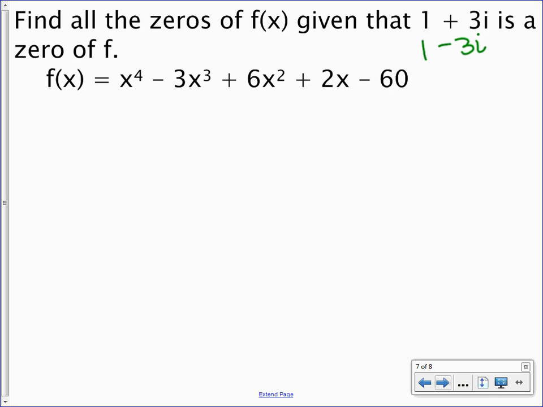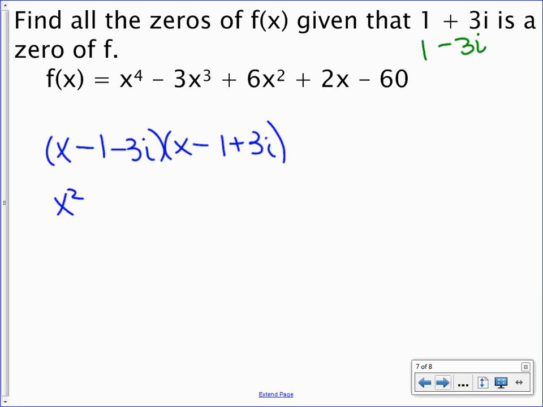Okay. So here we know that x minus 1 minus 3i and x minus 1 plus 3i are factors. And when we multiply conjugates, we know that those imaginary numbers are going to go away. Okay, so that's what makes this nice. So let's go ahead and multiply this out. It's kind of a pain, but it'll be worth it in the end because we're going to get those imaginaries to cancel. So x times x.